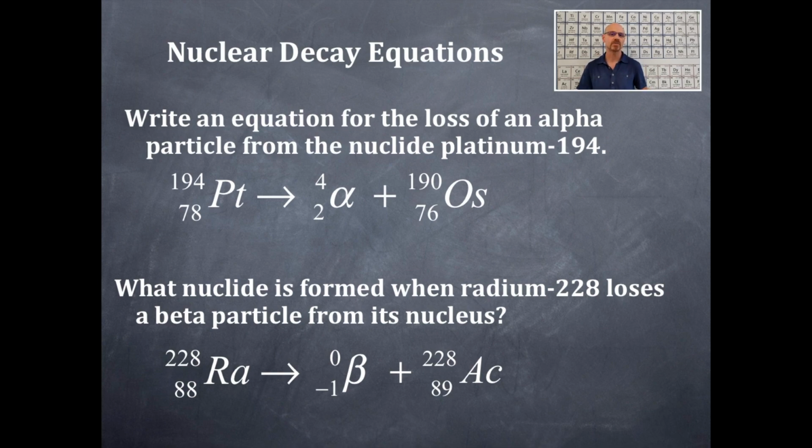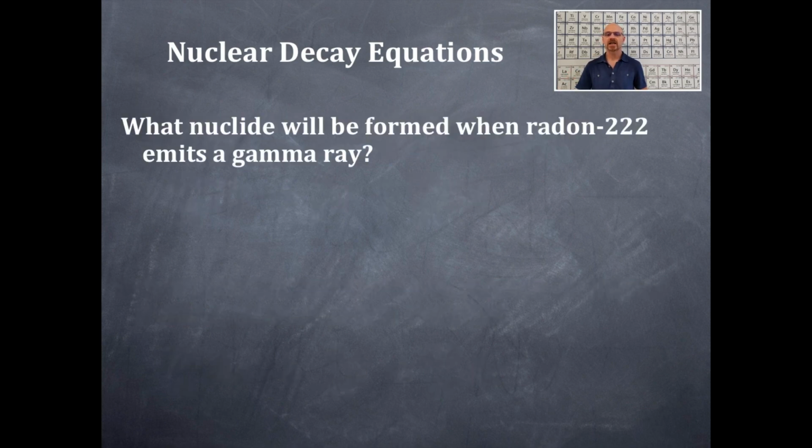Okay, so let's do a few more, because we've only done alpha and beta so far. We need to do gamma. What nuclide will be formed when radon-222 emits a gamma ray? So again, we're going to find radon from the periodic table using the mass of 222. Now again, it might not exactly correlate with what's on the periodic table, because this is a specific isotope. It is a whole number isotope. It's not the average mass of the isotopes that is on the periodic table, so that's okay.